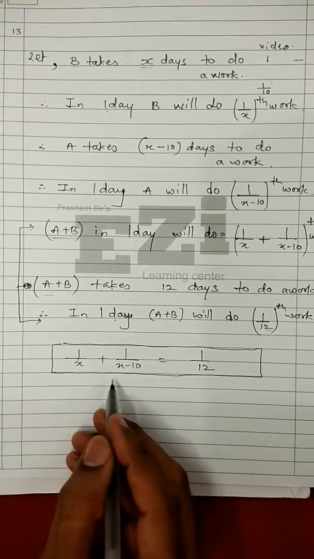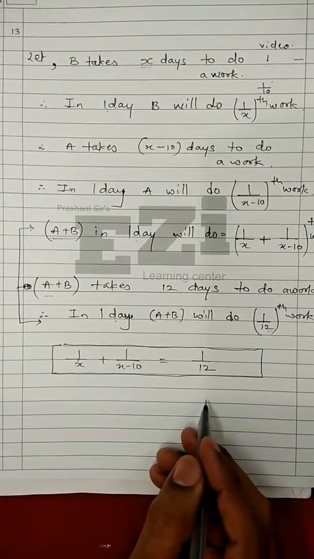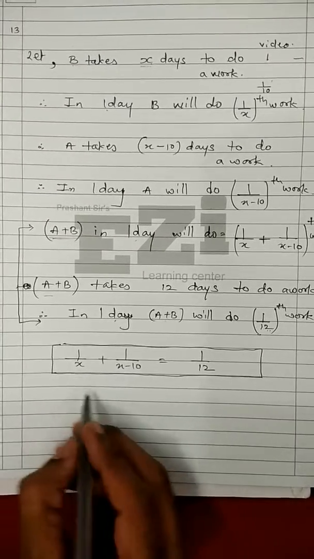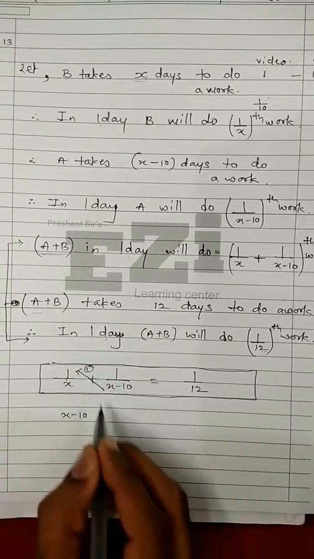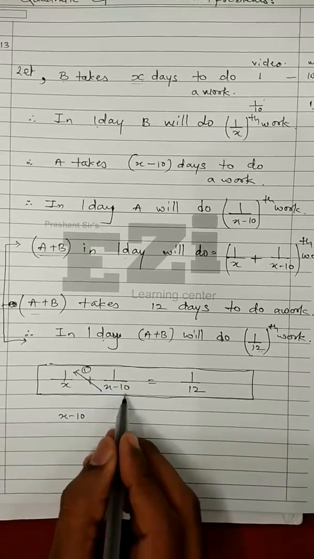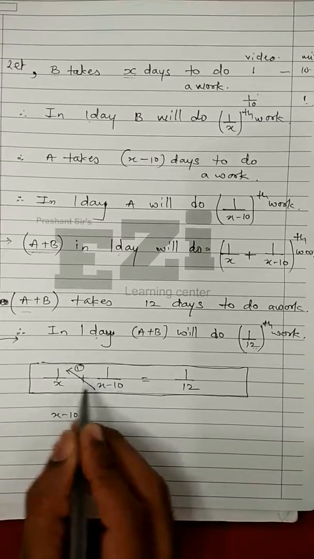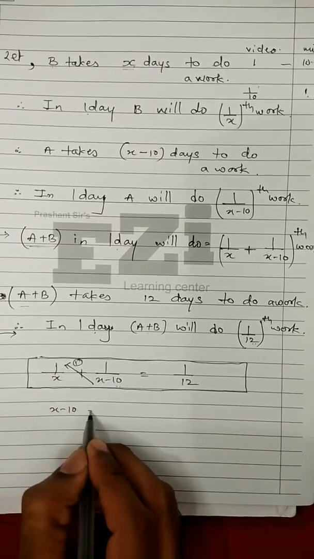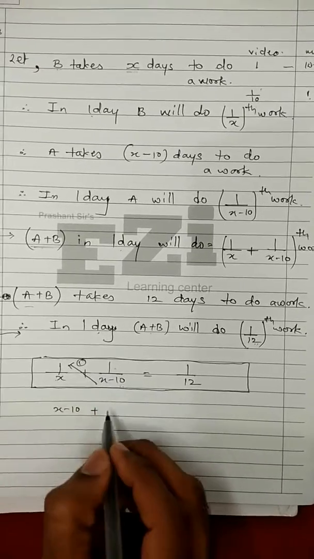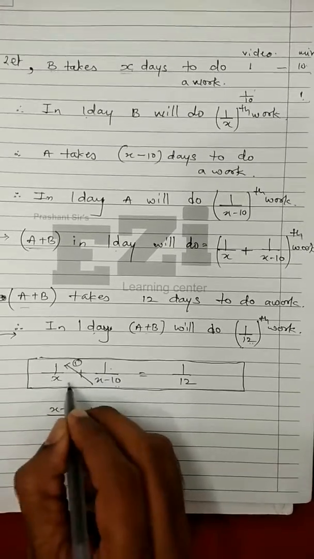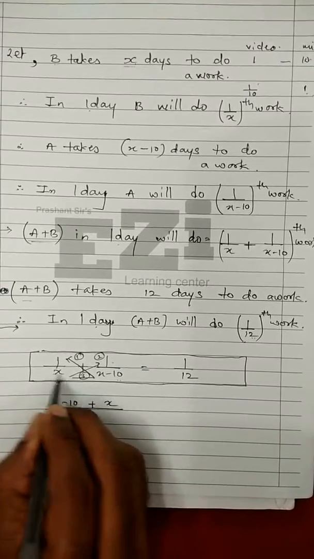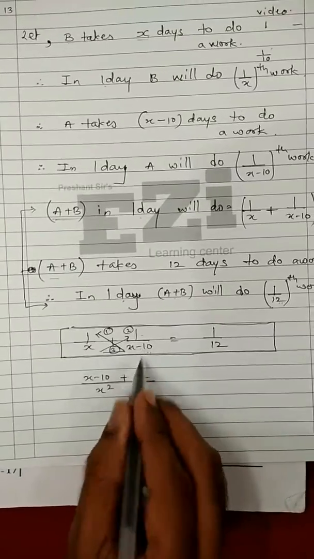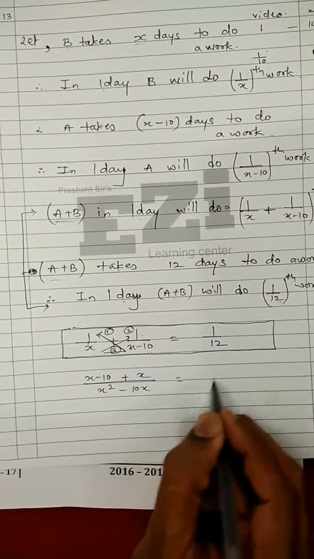You can pause this video and complete these solutions on your own, or else you can just go through my further video. x minus 10 will do this, step 1. That is step 1. This is mandatory. You'll have to do this second denominator into the first numerator first. Plus x into 1 will become x, that's step number 2. And step number 3 is this into this. So this is x into x, x squared minus 10x, which equals 1/12.